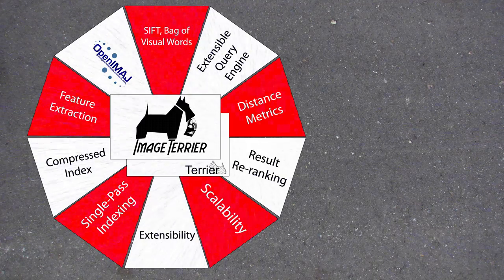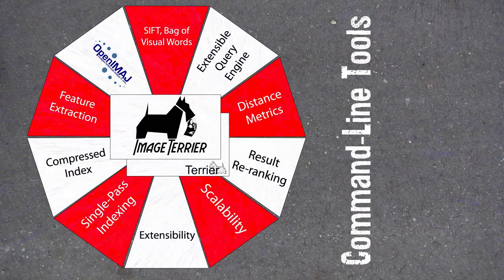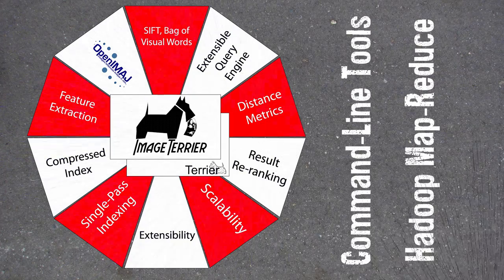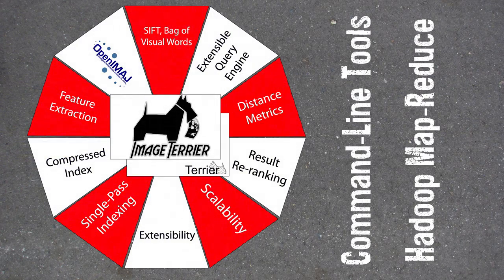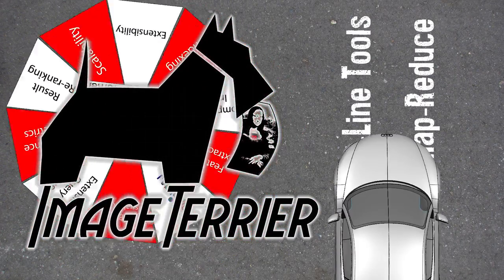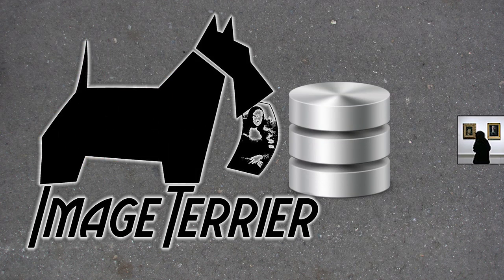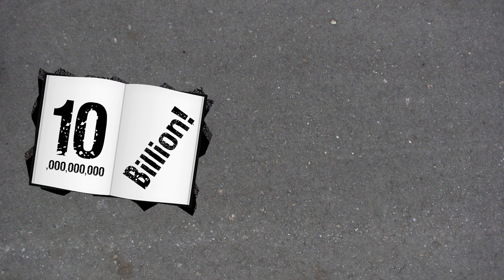Like OpenIMAJ, we have built tools on top of these libraries, some of which have Hadoop MapReduce implementations. ImageTerrier has been demonstrated to index and search a corpus of over 10 million images containing a lexicon of around 10 billion quantized SIFT visual terms. But for now, let's have a look at a simpler example.